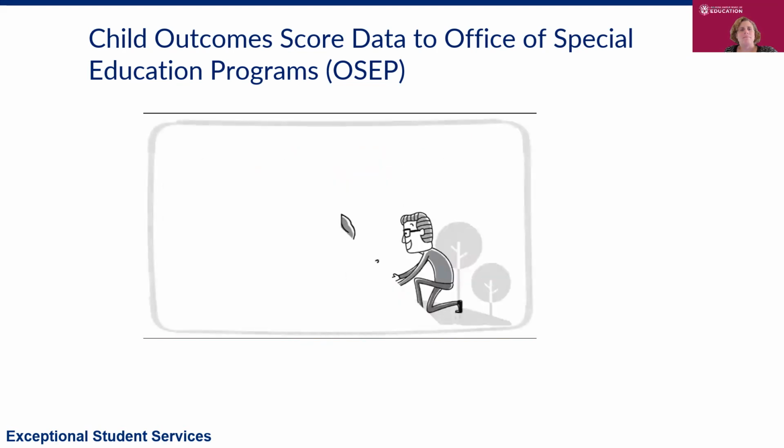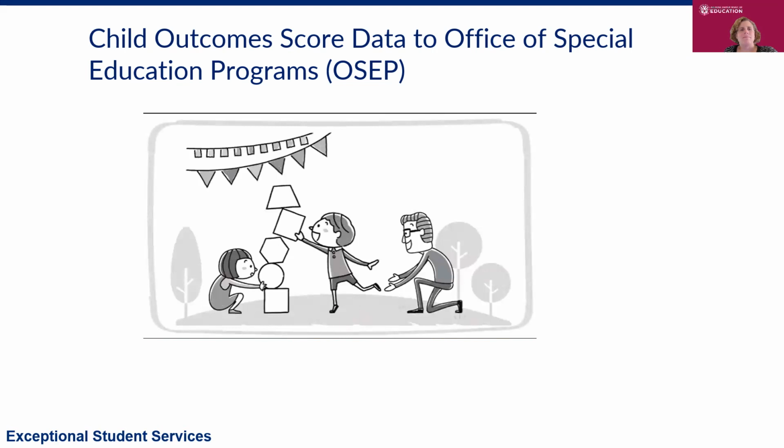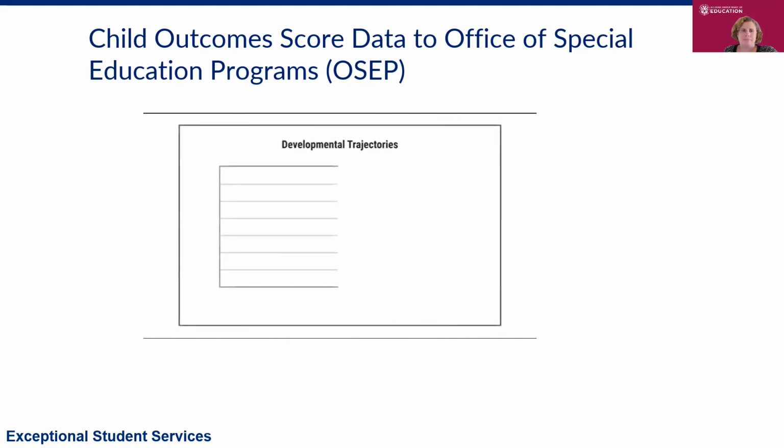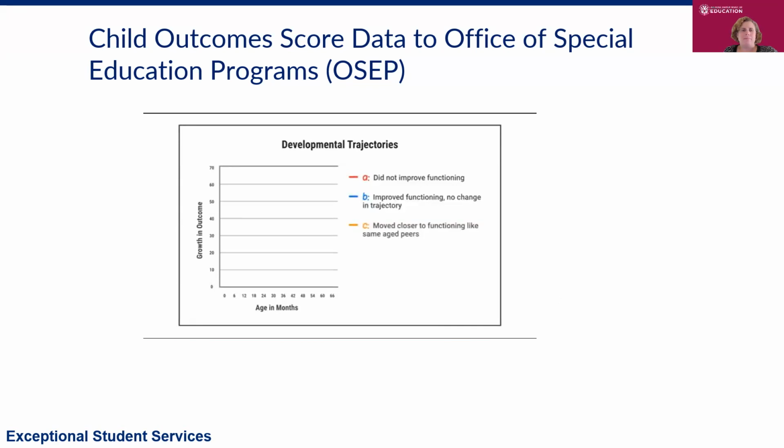The progress reporting categories can also be thought of as different developmental trajectories. Understanding that children show different progress trajectories is key to understanding the OSEP reporting categories and how the child outcome summary data is converted into those categories. In this graph, age in months is shown across the bottom. 5 different trajectories of growth in an outcome are illustrated with different colored lines.